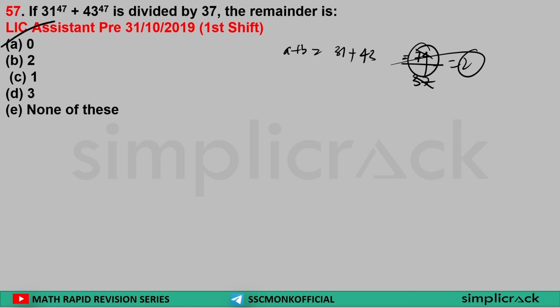Very simple. I just need to understand that there is a formula: if a to the power n plus b to the power n is written and n is odd, then it will always be divisible by a plus b only. Now a plus b means 74, and 74 is already divisible by 37. That means this whole expression will be divisible by 37. So the remainder is 0. Next.